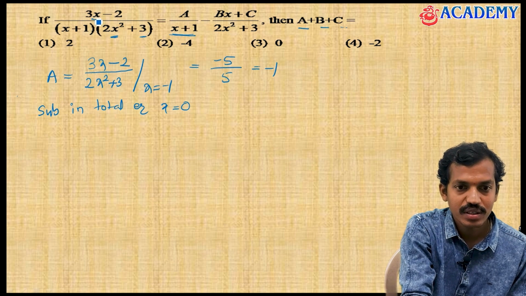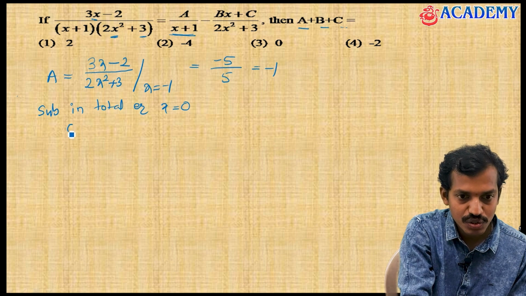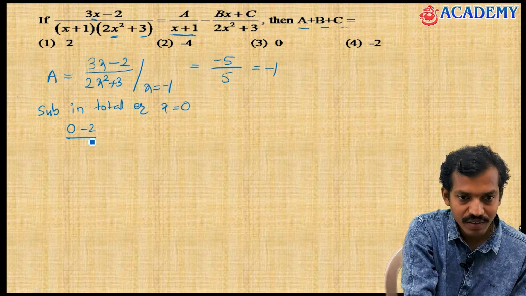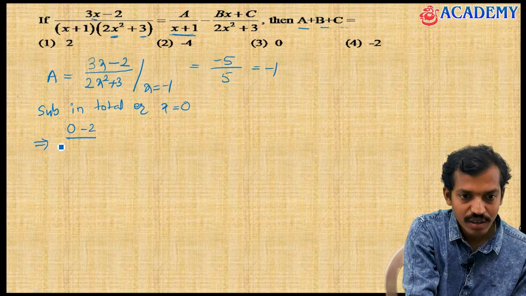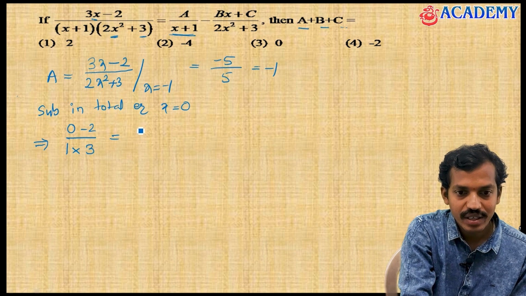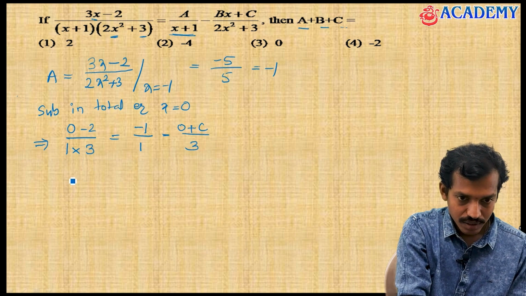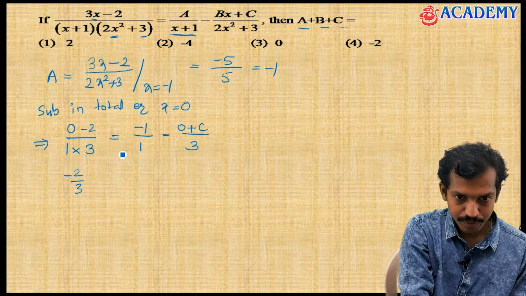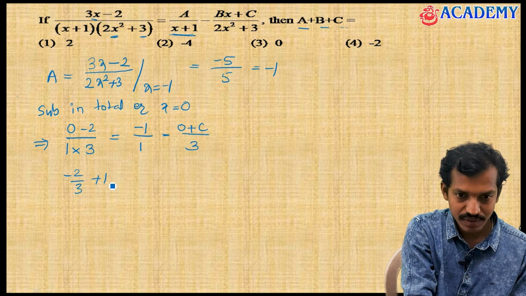3 into 0 is nothing but 0, minus 2 divided by... I am writing the total equation: 0 plus 1 into 0 plus 3 equals a, which we already found as minus 1, divided by 0 plus 1, minus b into 0 plus c, divided by 0 plus 3, that is minus 2 by 3. If I take minus 1 to this side, plus 1 equals minus c by 3.